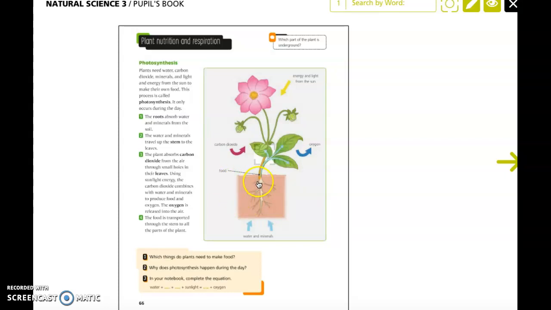The water and minerals travel up the stem to the leaves, we can see here. The plant absorbs carbon dioxide from the air, right here, through small holes in their leaves. Using sunlight energy, the carbon dioxide combines with water and minerals to produce food and oxygen. The oxygen is then released into the air, and then the food is transported through the stem to all parts of the plant, okay? And it gives nutrition to the plant. And that is the process we see of photosynthesis in this picture.